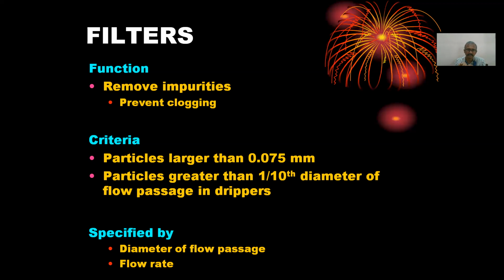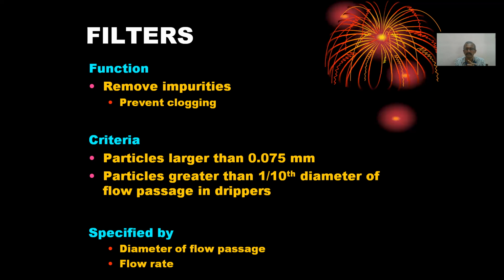of design of filters is that all particles larger than 0.075 mm should be removed. So this is a thumb rule people use: all particles greater than 1/10 the diameter of the flow passage in drippers should be removed. This is how filters are designed.